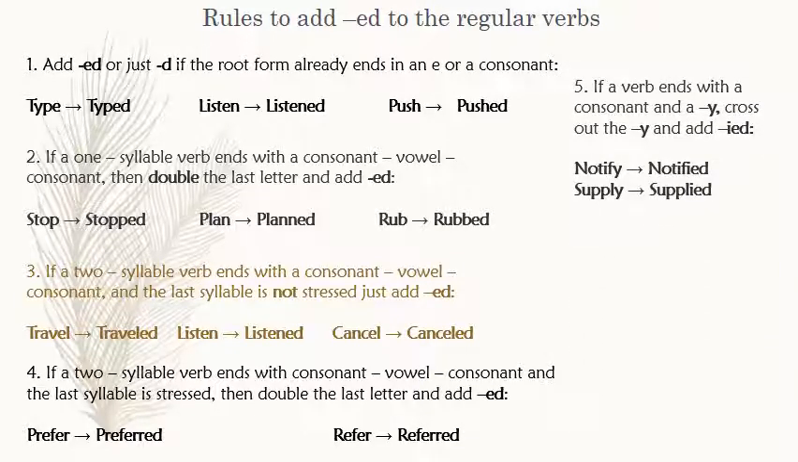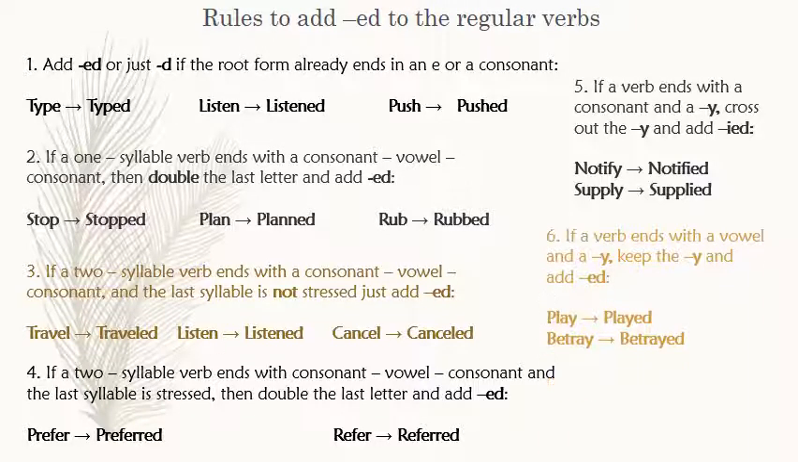Number 5, if a verb ends with a consonant and a y, cross out the y and add ied, like notify, notified, supply, supplied. And the last rule, number 6, if a verb ends with a vowel and a y, keep the y and add ed only, like play, played, betray, betrayed.